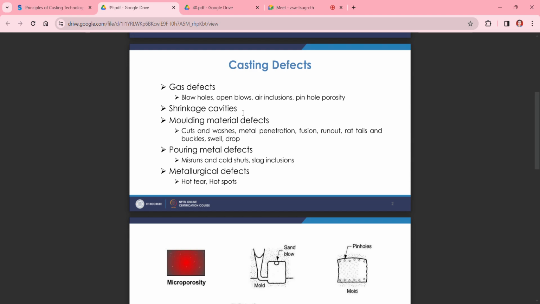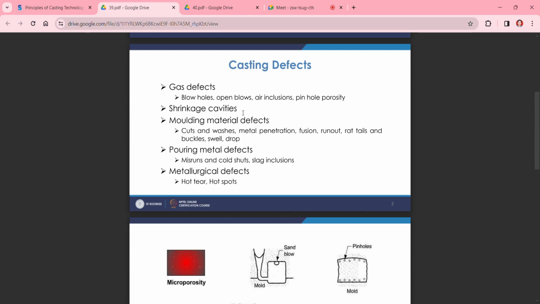Your molten metal will apply pressure on that permanent mold, and from those joints, the metal is going to come out, because metal has a certain specific pressure. So that is going to come out from those joints. Okay, so that will create cuts and washes.